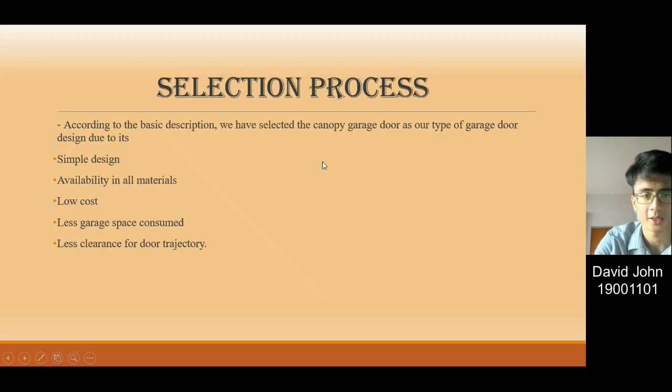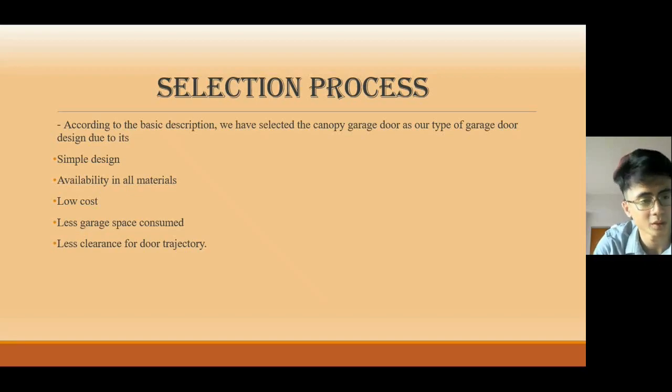Moving on to the selection process, according to the basic description, we have selected the canopy garage door as our type of garage door design due to its simple design, availability in all material, low cost, less garage space consumed, and also less clearance for door trajectory.